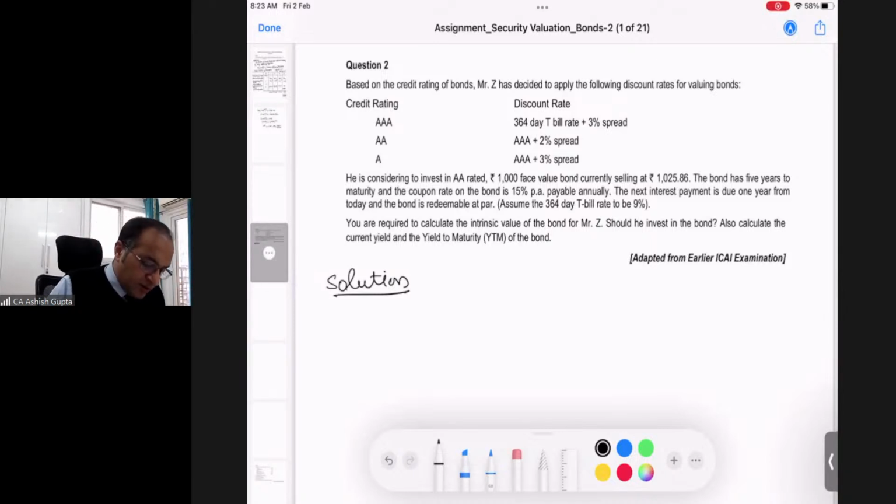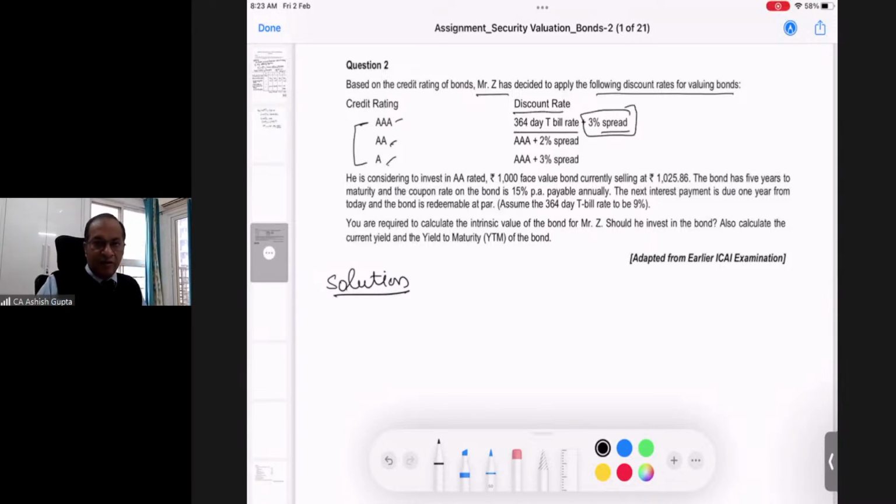It says, based on credit rating of bond, Mr. Z has decided to apply the full discounting rate for valuing the bonds. Credit rating has been given to you. So this is the most secured one. As I told you, these gradings have been provided to you. Now, students, please note, we have used the term spread, discount rate, 364 T-bill plus 3%. Spread means this is the difference we add.